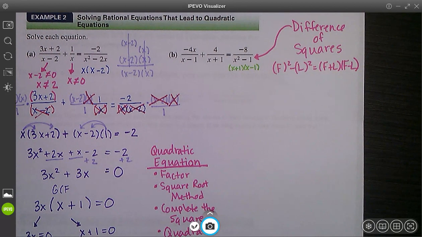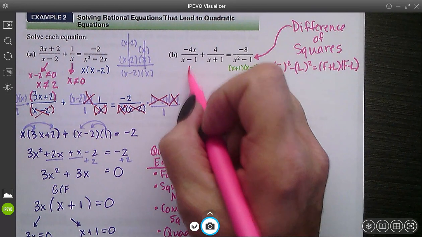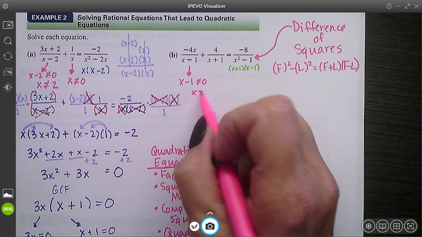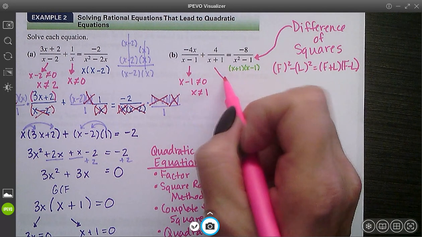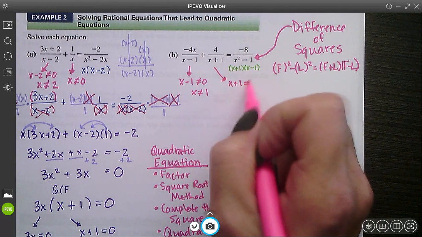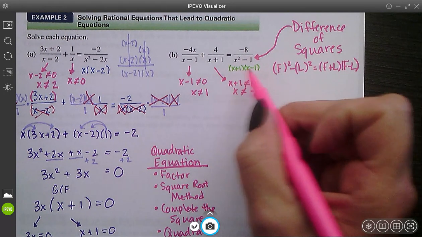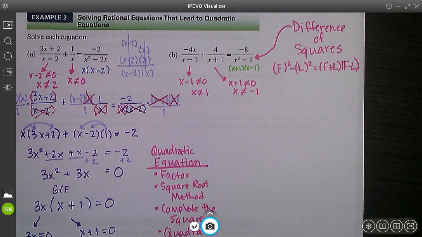All right, let's get our excluded values. Set this denominator not equal to 0. I get x is not allowed to equal 1. Set this denominator not equal to 0. I get x is not allowed to equal -1. This denominator repeats, so I'm not going to mess with it.